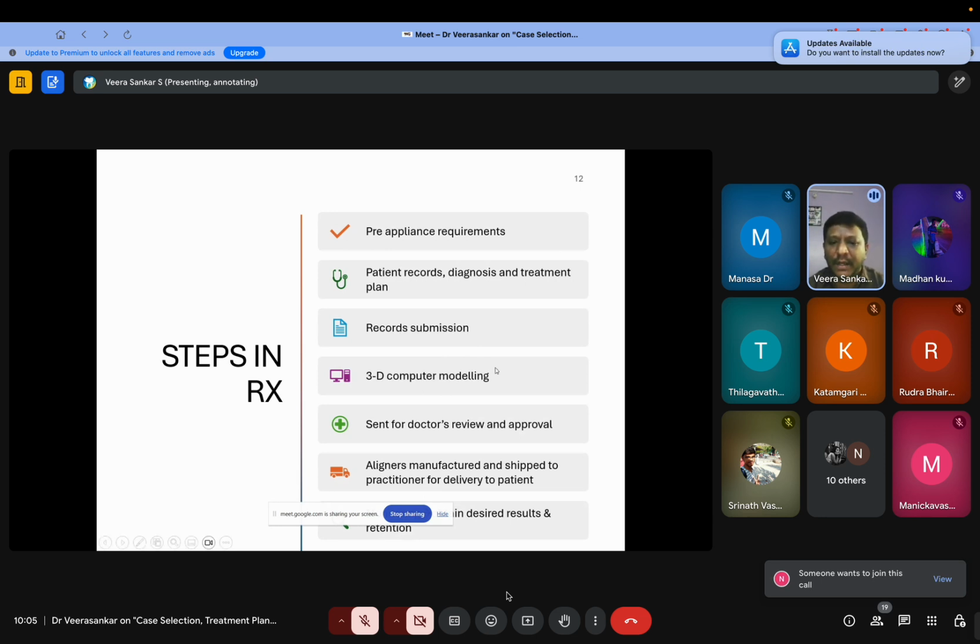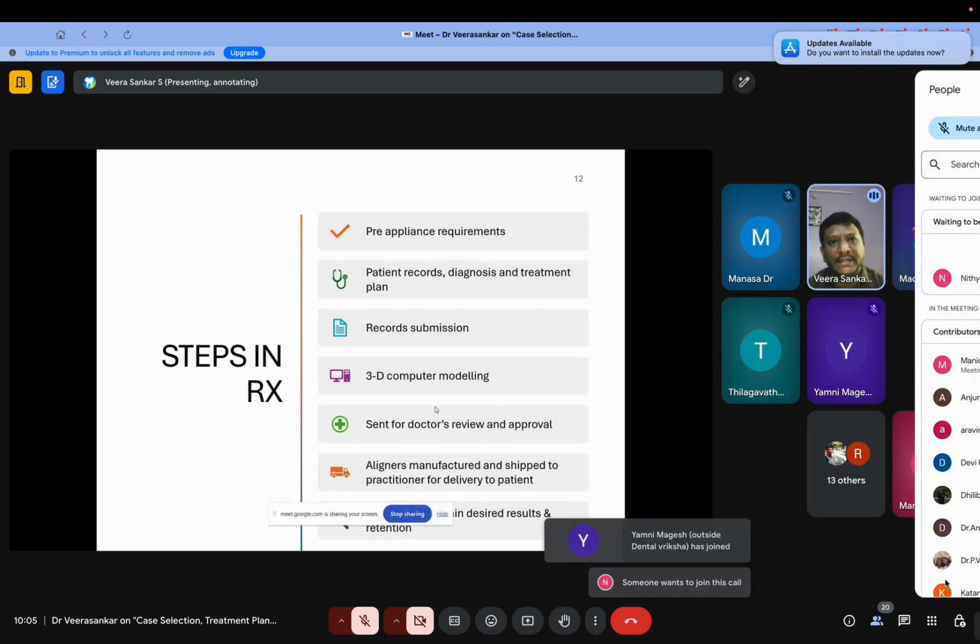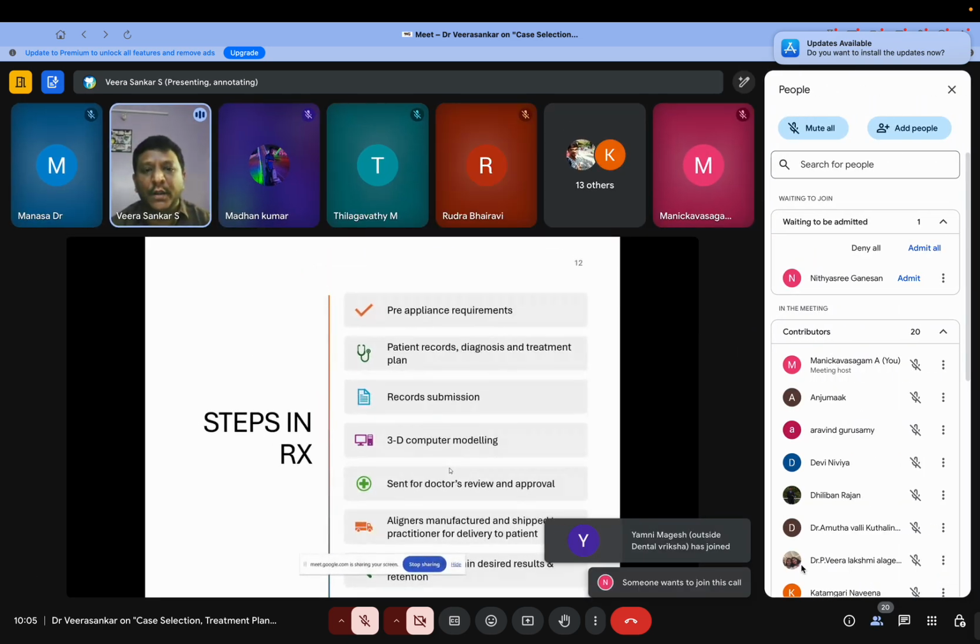After the planning is done, the plan is sent to the clinician for review, and they can approve it, or if there are any modifications, they can revert back to the lab. Once the doctor approves the plan, they will go ahead with the manufacturing of the aligners. See, before approval, anything can be changed. But once the case is approved, the entire set of aligners will be fabricated, and there's no going back, and they will ship the aligners and go ahead with the billing process.